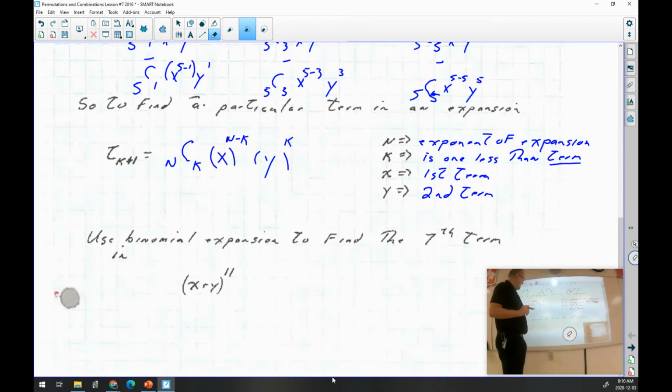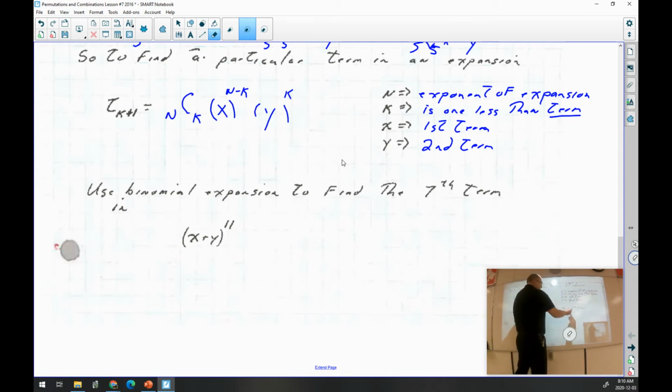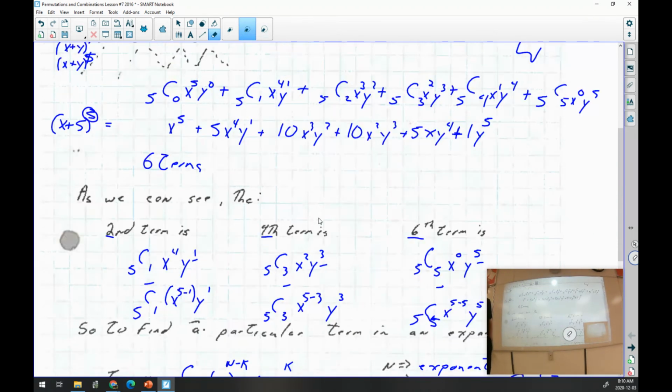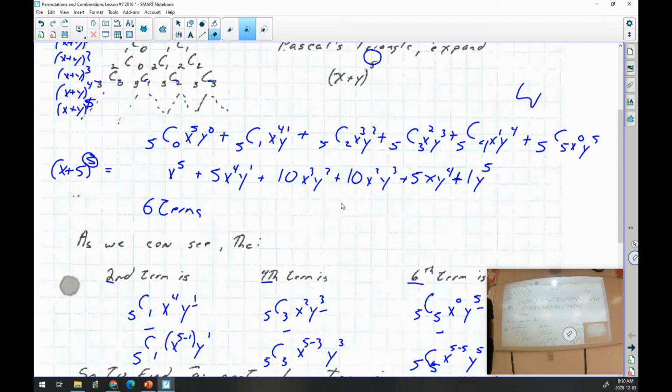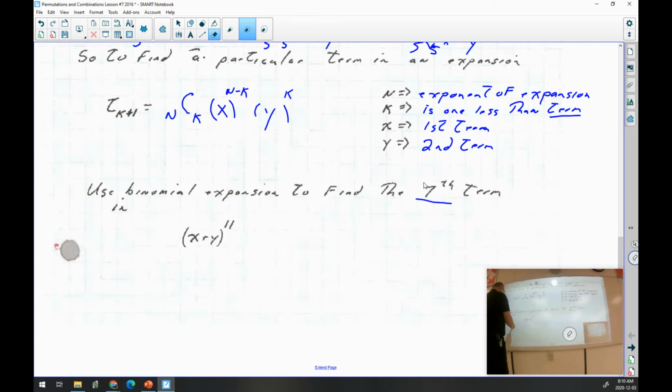Okay. So when we have an expansion like x plus y to the power of 11, and we're looking for the 7th term, really don't want to expand this fully like I did x plus y to the 5th. I'm only looking for one particular term in the expansion. So our n is 11. K, since we're looking for the 7th term, k is 6. The first term is x in this case, and the second term is y. Now, in this case, it's also positive y.